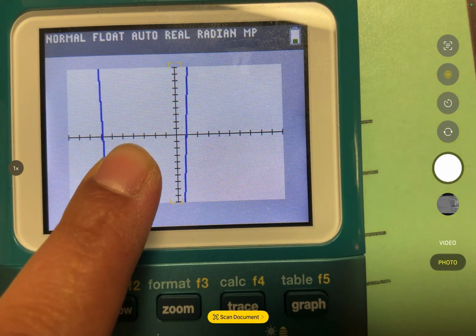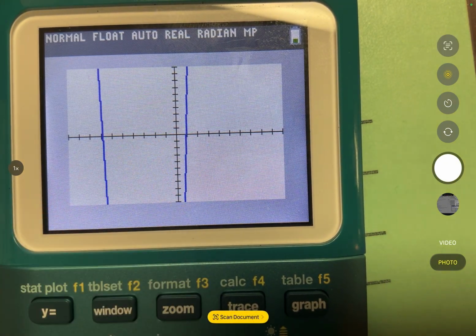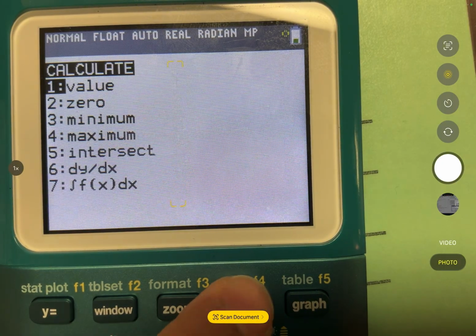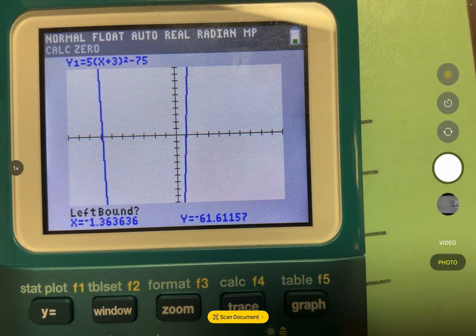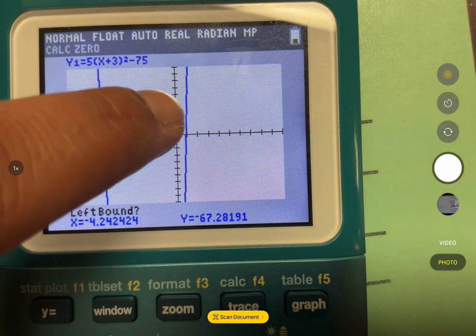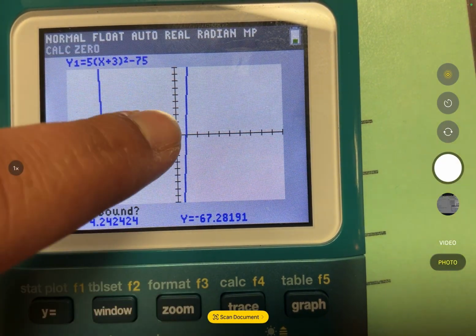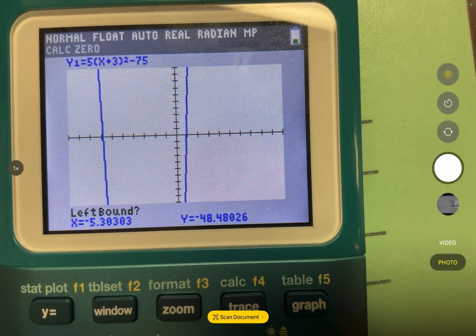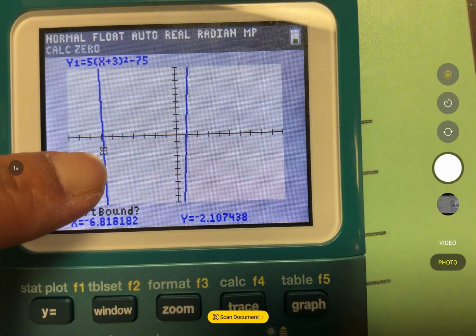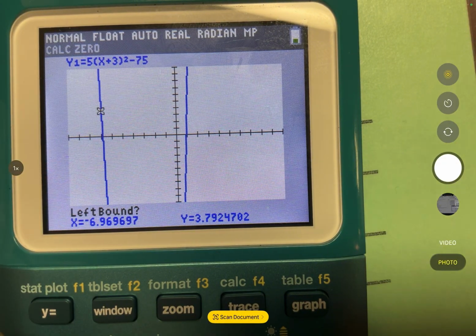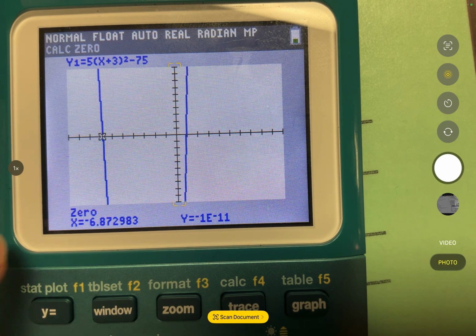Look at your two zeros. And you can calculate them. Second trace, number 2. Since I know my zero is somewhere in the middle, I'm going to move it to the left until it gets as close as, oh, there it is. That's as close as I can get. But if I go to the left, it's going up. So this time I have to go up. If I go to the right, it goes down. So one of my zeros for this one is negative 6.87.